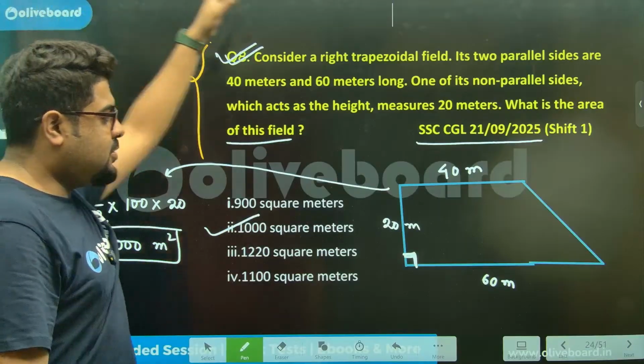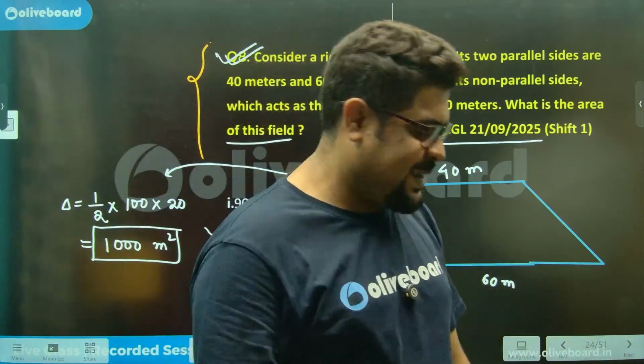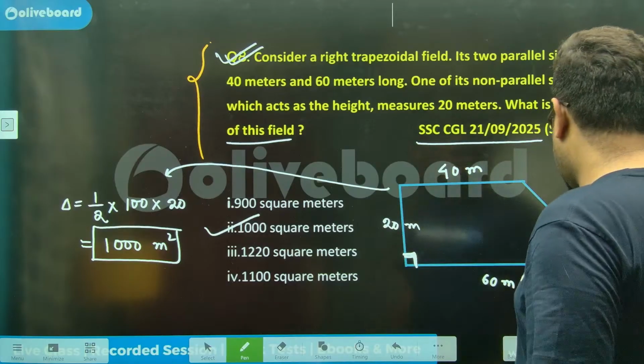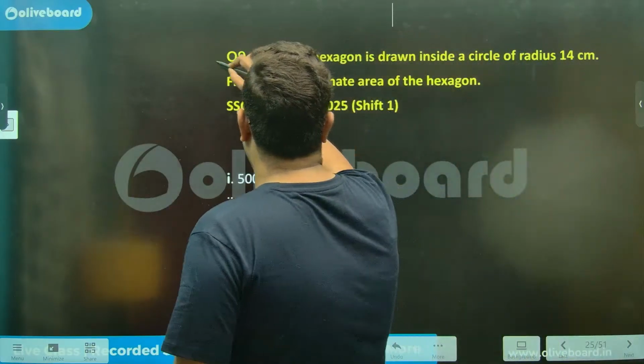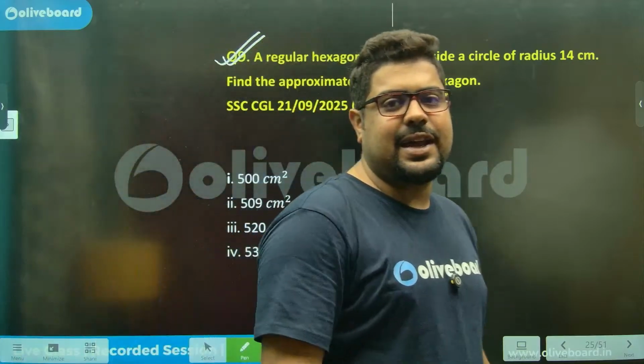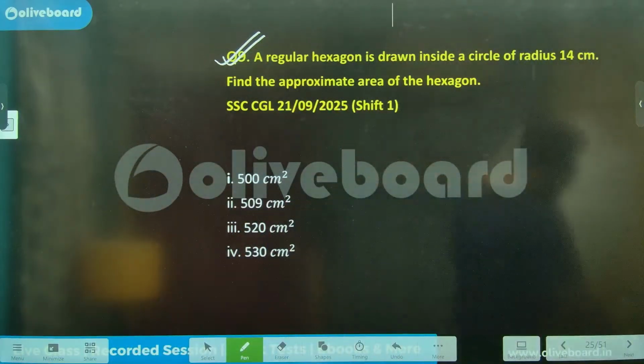Again, drawing it took us more time than solving. Clear? Again, a very simple question, not a difficult one. Now, you see, hexagon and circle. Please solve, everyone.